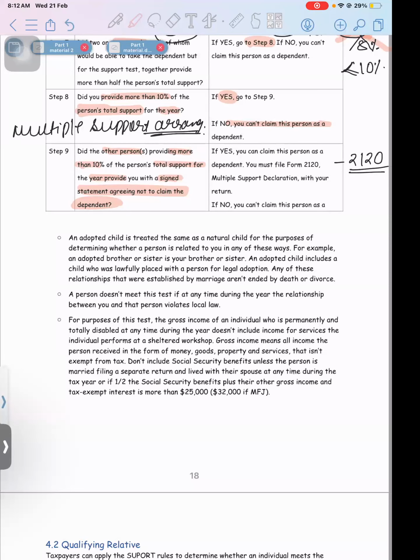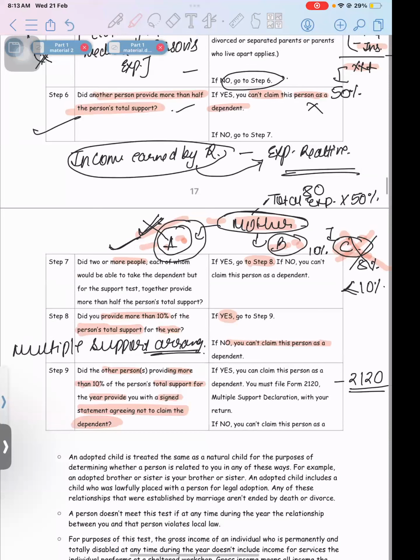You might interpret it in a different way: what if these three are contributing equally? Let's say all three are contributing an equal percentage. Then they will have to mutually decide who is going to claim the mother as a dependent. The rest of the two will have to file Form 2120 and say that we are not going to claim her as a dependent, Mr. A is claiming. Let's say both of these are having more than 10%, and A is also having more than 10%.